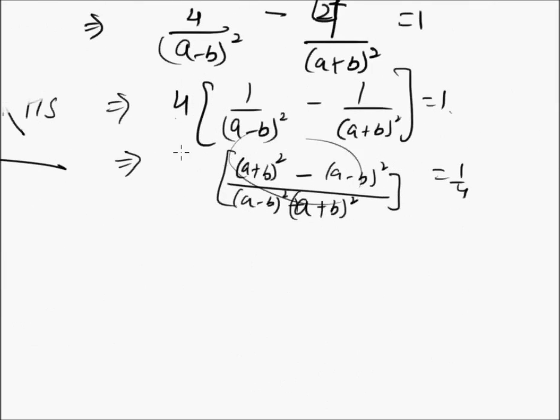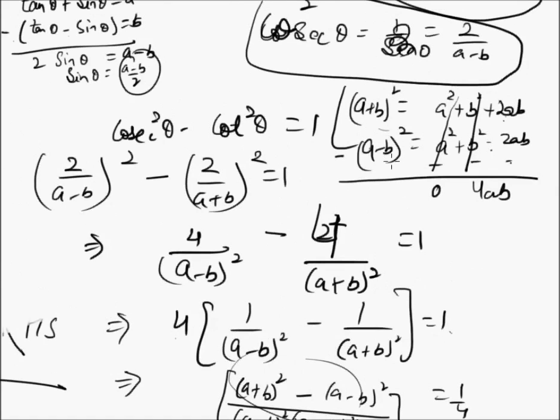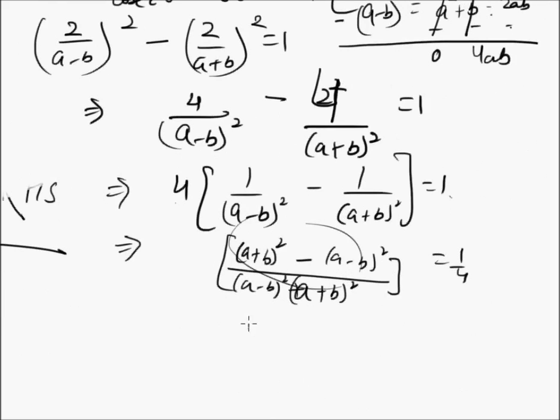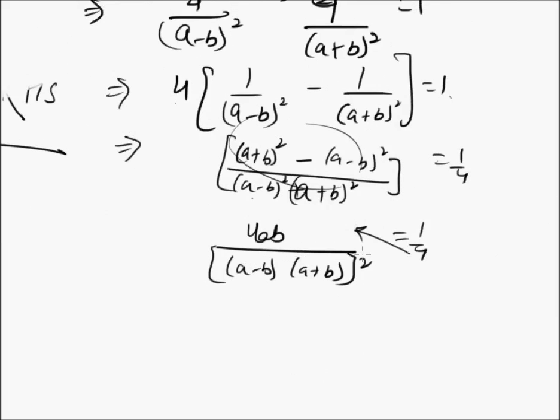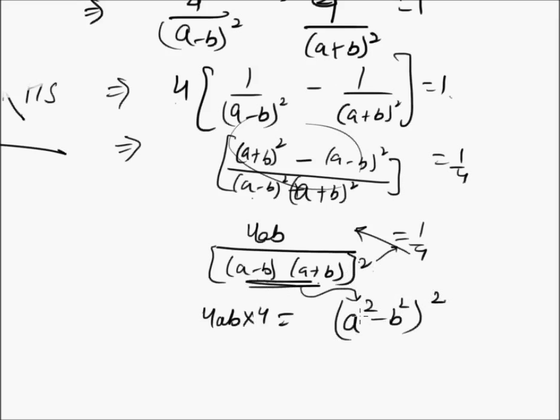So the numerator becomes this, that is, on subtracting we have 4ab over (a minus b) into (a plus b) whole square, because square on both sides, equals 1 by 4. So on cross multiplying, we'll have 4ab into 4 equals (a minus b) into (a plus b), which is a square minus b square, and its whole square. So as a whole we have 16ab equals (a square minus b square) whole square.